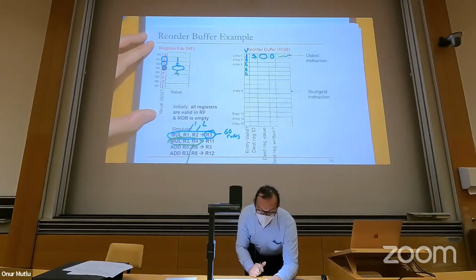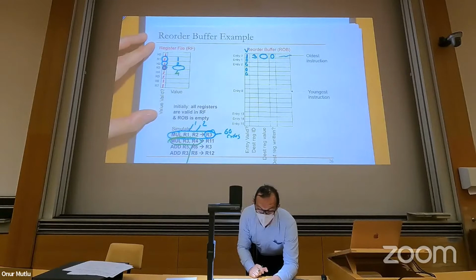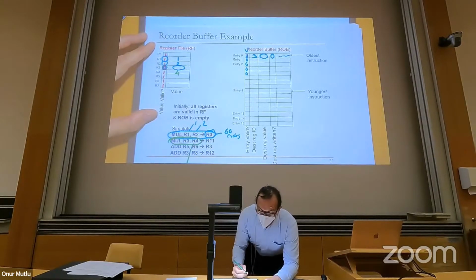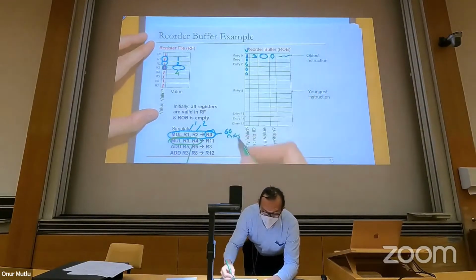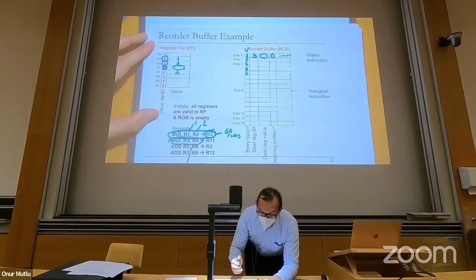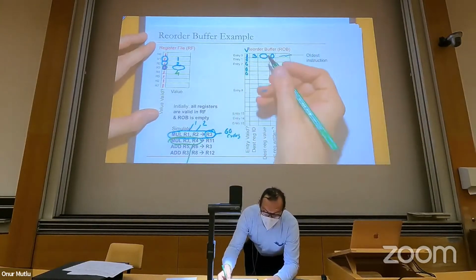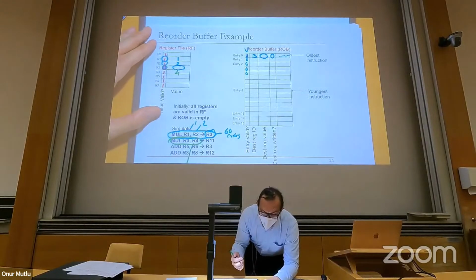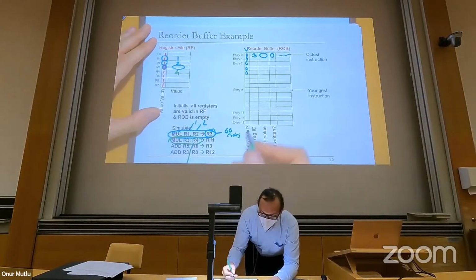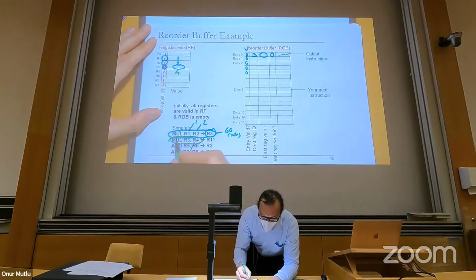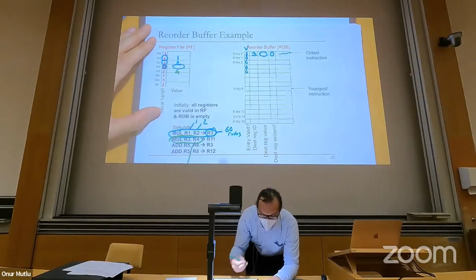R3, where should I get R3 from? Well, the way to determine it is actually you search the reorder buffer basically. And in this particular case, it's not going to be able to get the value, but in some other case, it may be able to get the value. So what the logic that you will need to add over here is to search the reorder buffer.